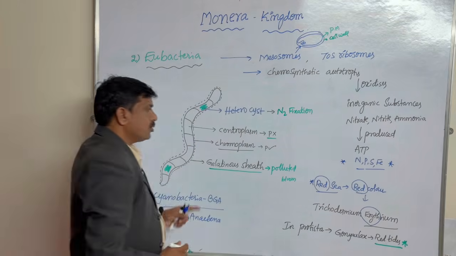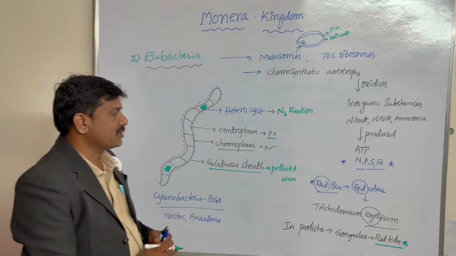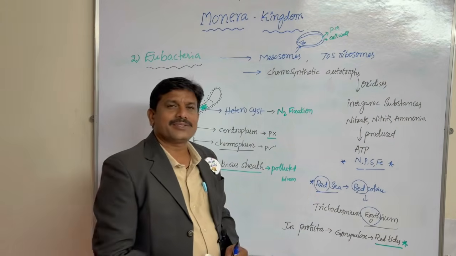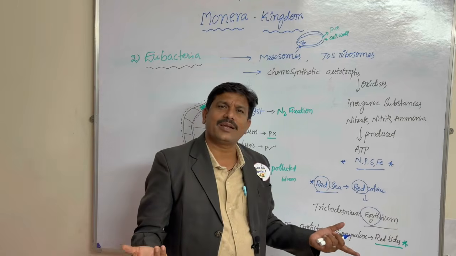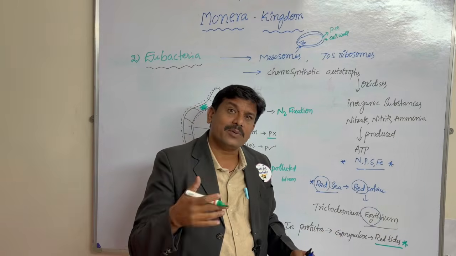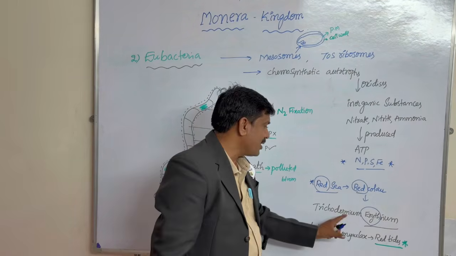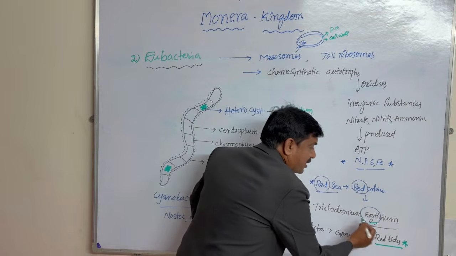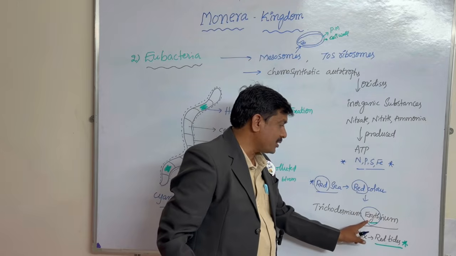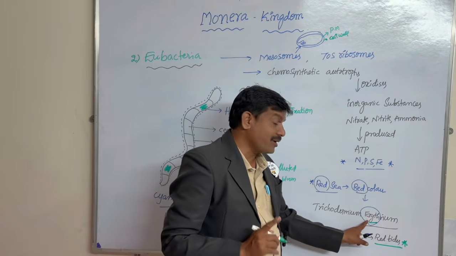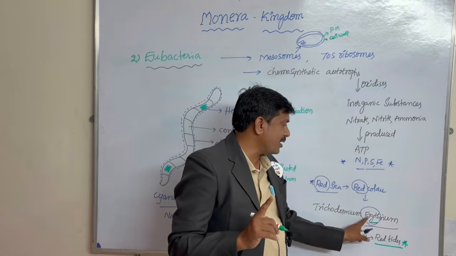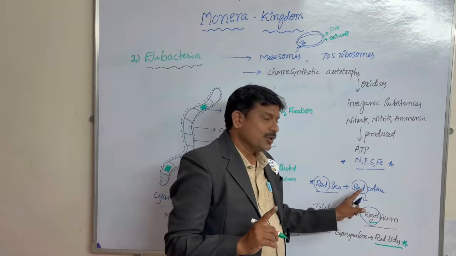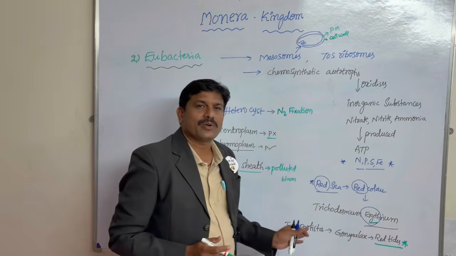One more important point: red tide looks like a red color. Which species causes it? Trichodesmium erythraeum. This is the psychological trick that we don't catch. Erythraeum means red color. They pronounce it like erythraeum, red color. So many students are confused here also.